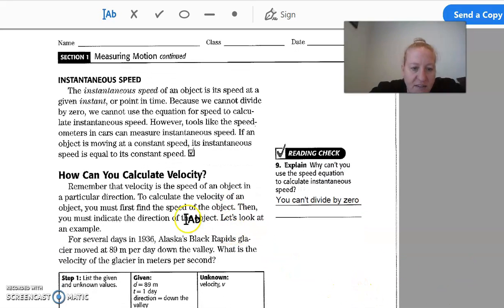How do we calculate velocity? Remember that velocity is the speed of an object in a particular direction. To calculate the velocity of an object, you must first find the speed of the object. Then you must indicate the direction of the speed.